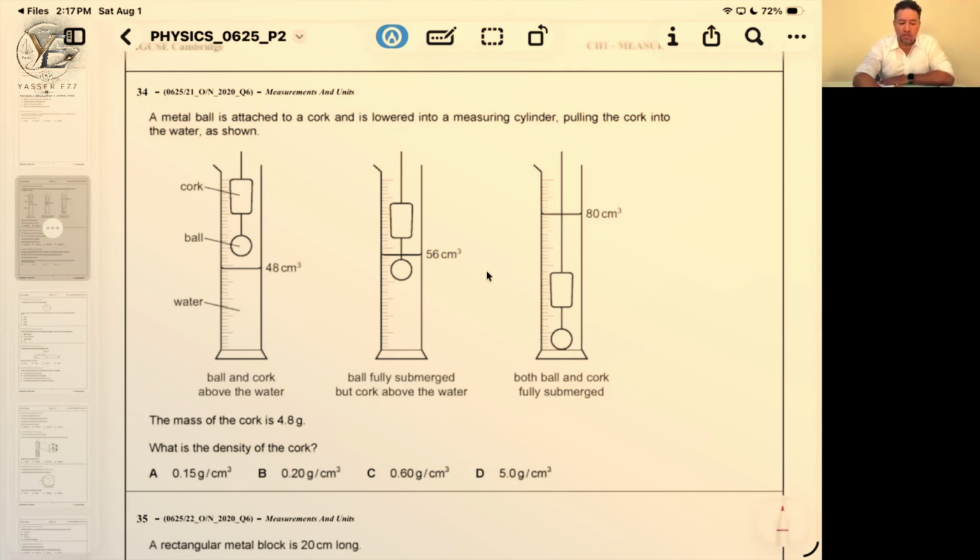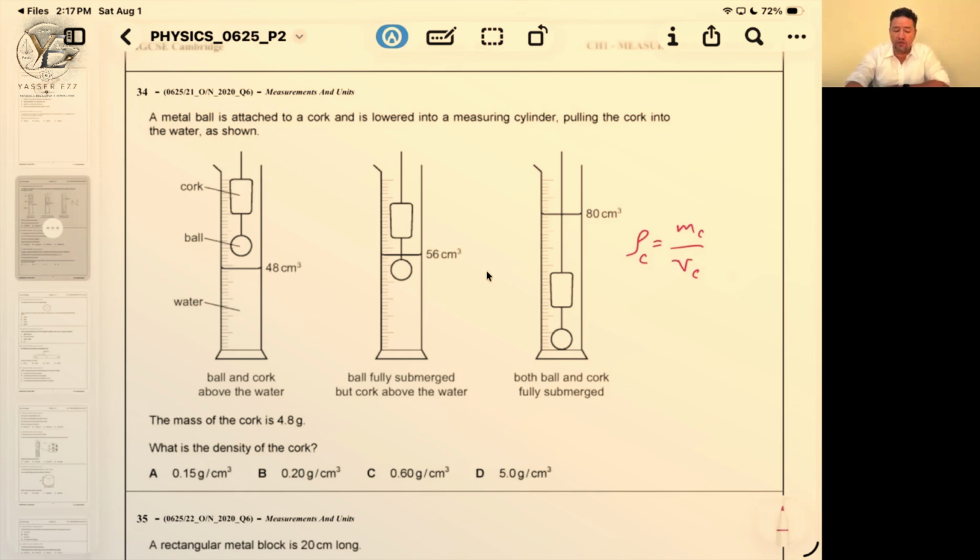The mass of the cork is 4.8 gram. What is the density of the cork? We know that density equals mass over volume. So we need to find the density of the cork. So I need to find the volume of the cork, and already the mass of the cork is given. So what is the volume of the cork?